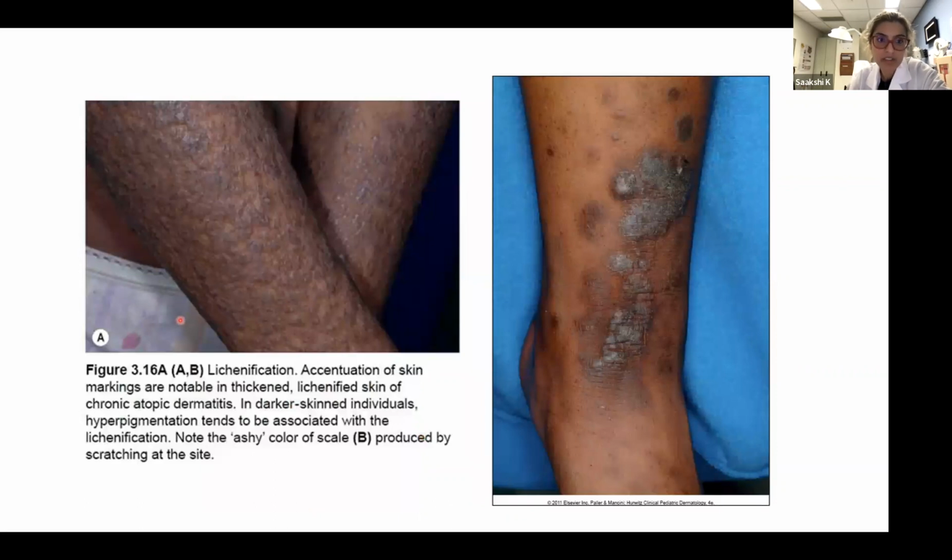Lichenification is the thickening that happens when you're chronically scratching something, and these are examples of it. You see thickened plaques. Plaques are things that are not flush with the skin, but are lifted up or thicker. Then you have an exaggeration of skin lines, which is a characteristic feature of lichenification. So eczema, if it's chronic and has been picked on, will become thickened and look like this. It won't have the red oozy appearance of acute eczema, but will be more thickened and even hyperpigmented.